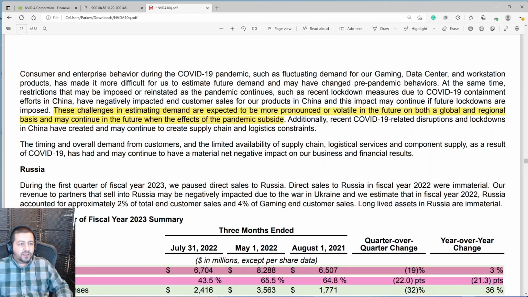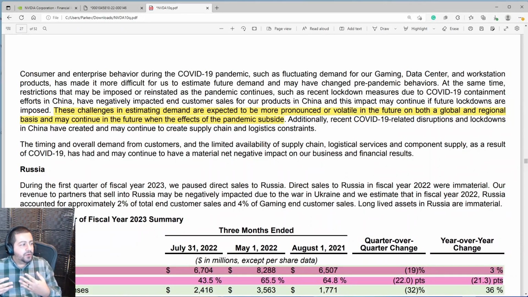And again, during a pandemic, it's increasingly difficult to estimate demand and predict how consumer behavior is going to evolve because it's changing so rapidly. First there were lockdowns and people were extremely highly demanding options for entertainment at home, which included gaming, which created a surge for Nvidia's products.